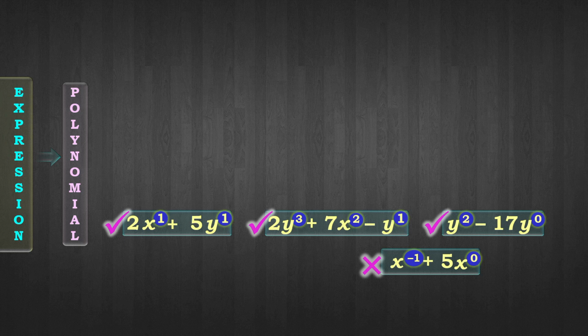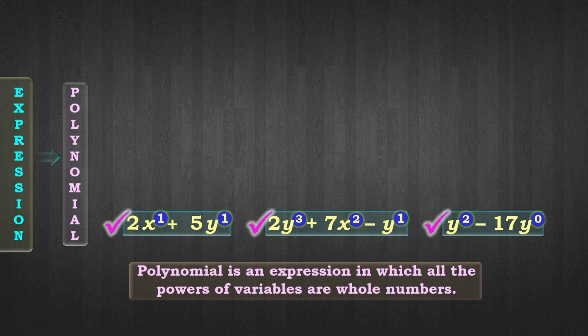So, from all these examples, we can conclude the definition. A polynomial is an expression in which all the powers of the variables are whole numbers only. If any variable has a fractional power or a negative power, then the expression is not a polynomial.